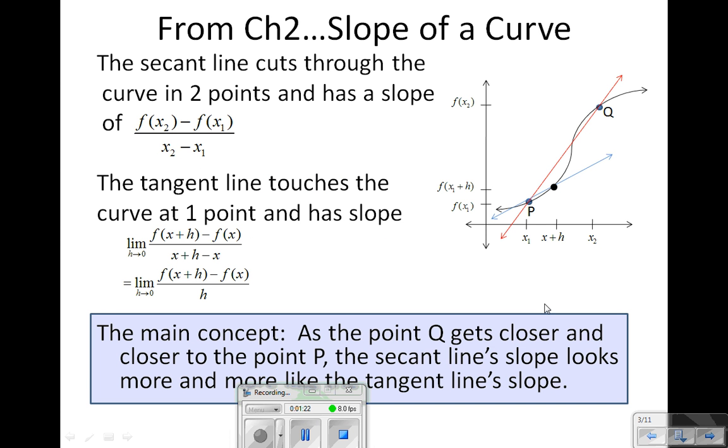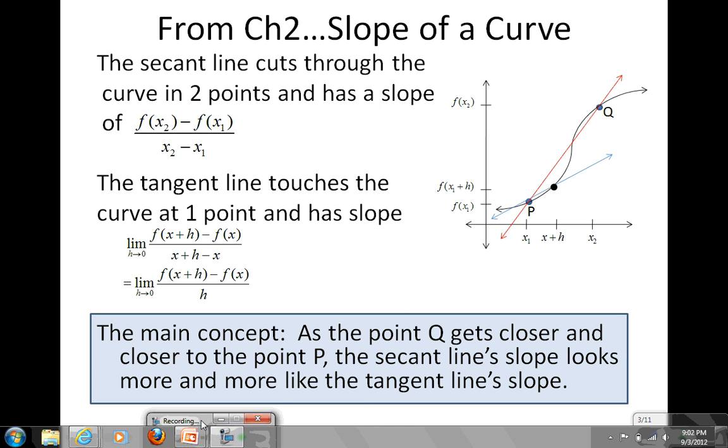Okay, so let's go ahead and talk about derivatives here. Well, if we go back to Chapter 2 in the last section, they really did foreshadow what was coming in Chapter 3. So the idea here, the main concept, is that you have a curve. Look at this black curve here. And the question is, what is the slope of the curve at a particular point? That slope of the curve at a particular point is what we will call the derivative of the curve.